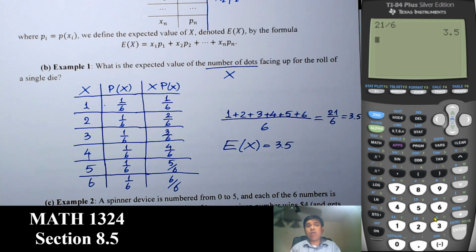So the expected value will not tell you what you get on one outcome. It will tell you what you expect to get on average in the long run of an outcome. So we expect to get an average of about 3.5. It doesn't mean that you get 3.5, which you cannot. Right, so pretty much that.